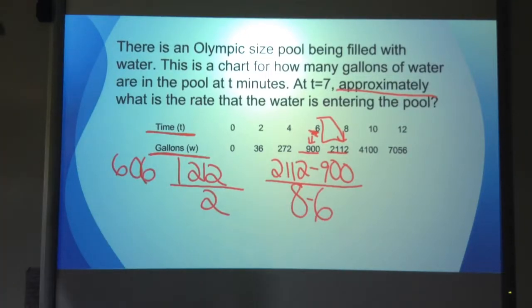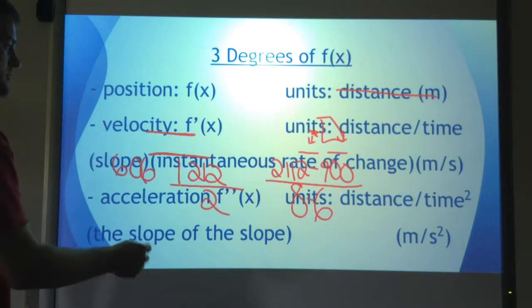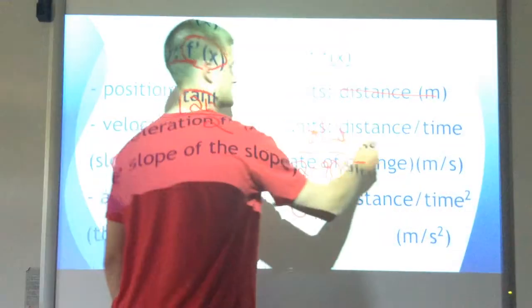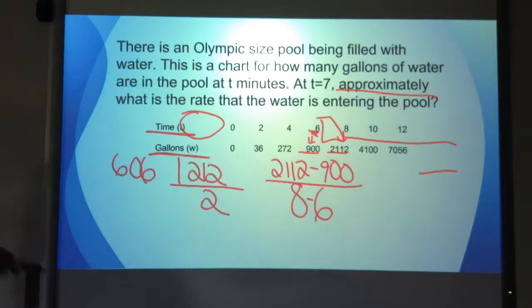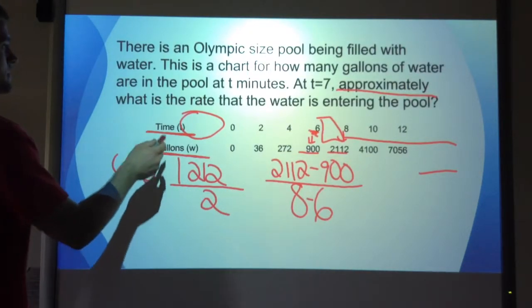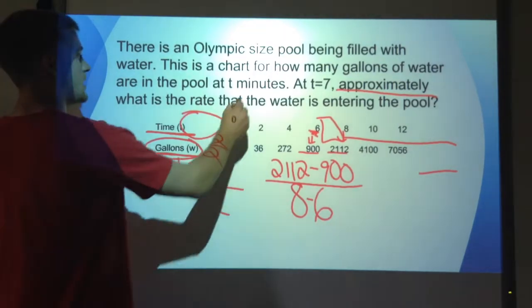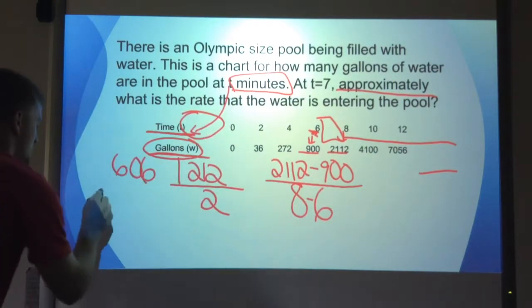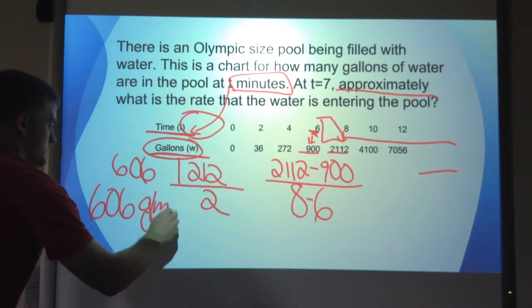Now for your units, we can go back 2 slides. Units with a velocity, because it's a first derivative, you get distance over time, which is meters per second in this case. Coming back to here, gallons is what you're measuring, and minutes is your time. So you're going to have, as an answer, 606 gallons per minute.